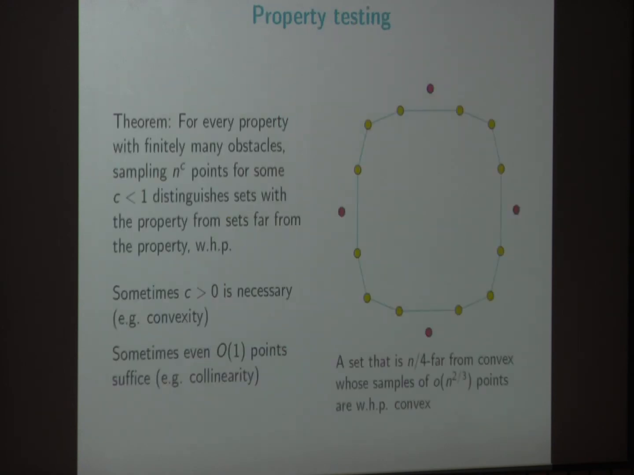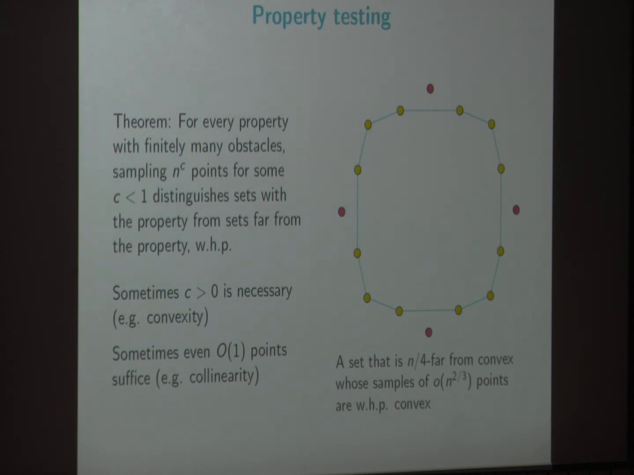Property testing. Does a point set have a property, or is it very far from having a property? In the sense that in order to reach the property, you need to delete a constant fraction of the points. It turns out that whenever you have finitely many obstacles, you also have a property testing algorithm. So for instance, testing whether a point set is in convex position.